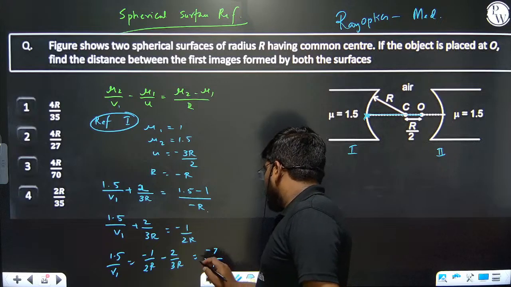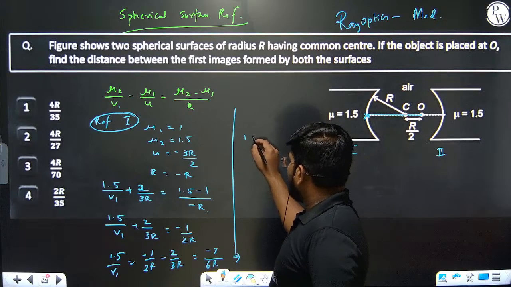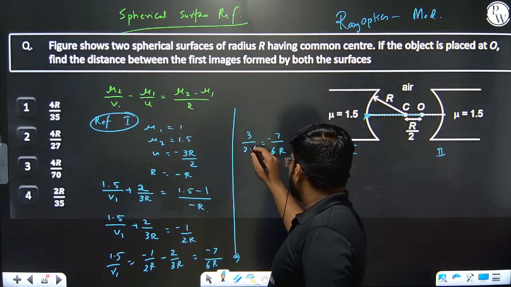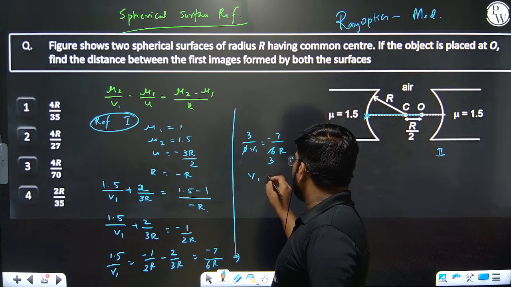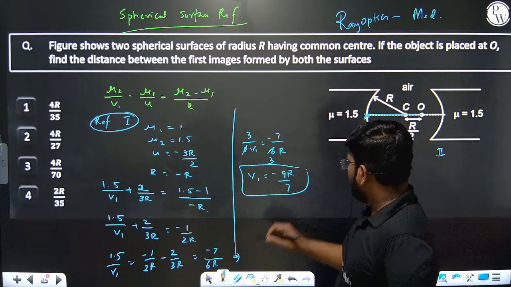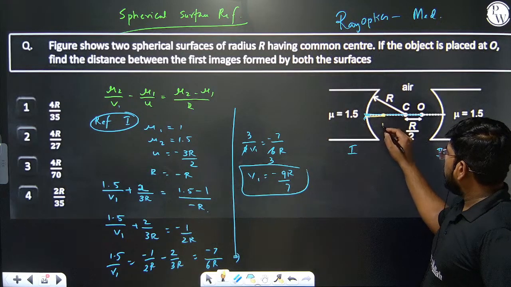by 6R. And this is equal to, that is, 3 by 2 V1 is equal to minus 7 by 6R. So 3 times. So what is V1 going to be? Minus 9R by 7 it is coming. So we got V1 negative, which means somewhere over here the first image is formed.